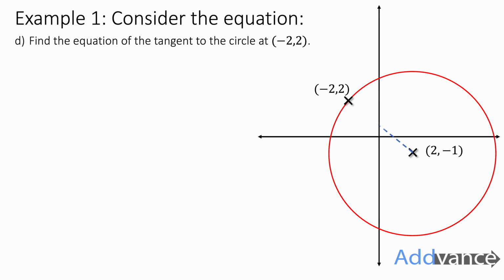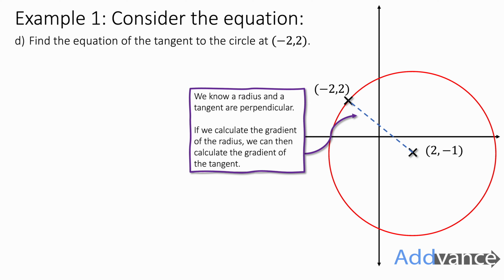Excellent. So here we have a sketch of the circle and the two coordinates we know. It's asking to find the equation of the tangent to the circle at minus 2, 2. Well, to do this, the first thing we're going to do is calculate the gradient of the radius. And we know that the radius will be perpendicular to the tangent. So once we know the gradient of the radius, we can make it perpendicular to find the gradient of the tangent and go from there.